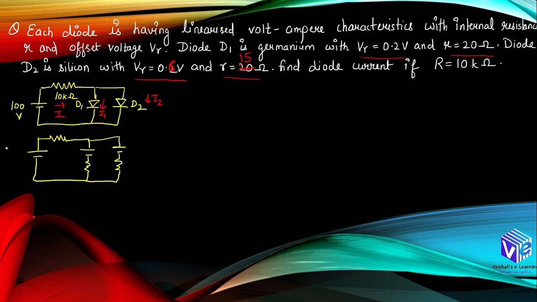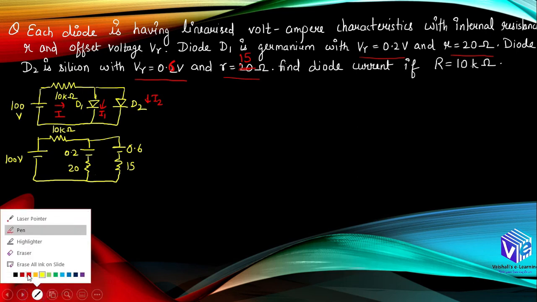So this is my 100 volt, right? This is my 10 kilo ohm. This is my 0.2, this is my 20 ohm, right? This is my 0.6 and this is my 15 ohm. So this is how we have made the second circuit.